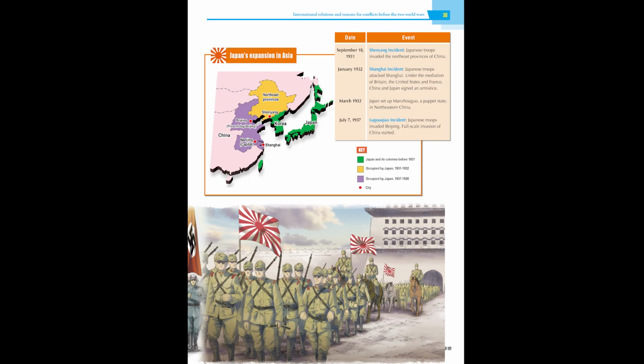Japan's expansion in Asia. September 18, 1931. Shenyang Incident. Japanese troops invaded the northeast provinces of China. January 1932. Shanghai Incident. Japanese troops attacked Shanghai. Under the mediation of Britain, the United States and France, China and Japan signed an armistice. March 1932. Japan set up Manchukuo, a puppet state, in northeastern China.